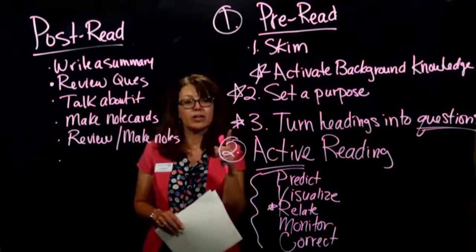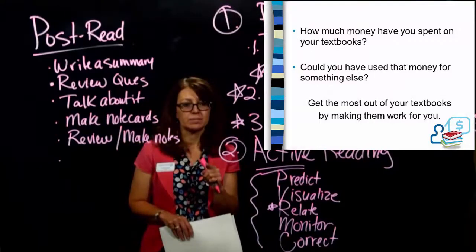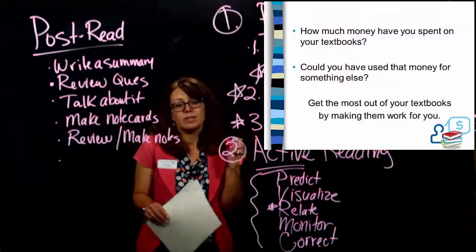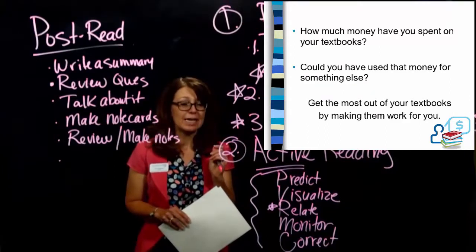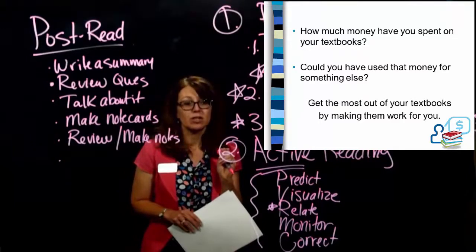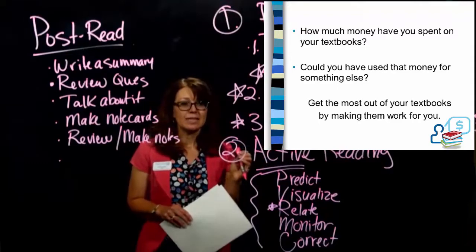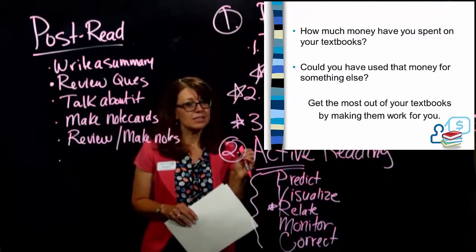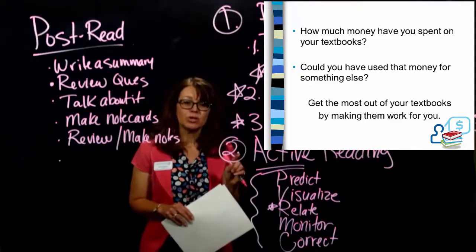As a final thought here, I want you to think about how much money you have spent on your textbooks. On average, students usually say about $500. Sometimes in the sciences it can be $600. That's a lot of money. Even if it's $200, that's a lot of money. Was there something else that you could have done with that money instead? Probably.